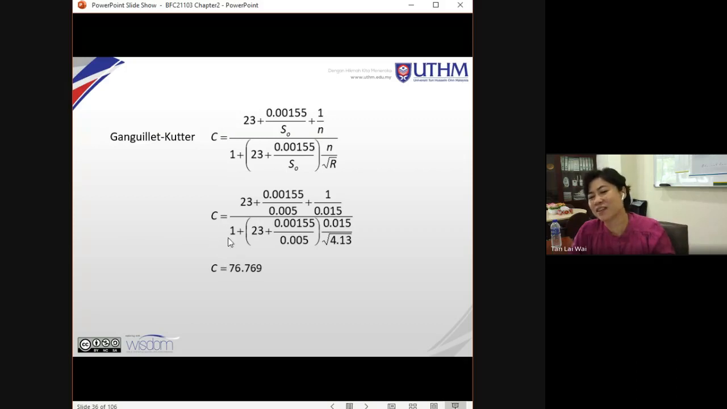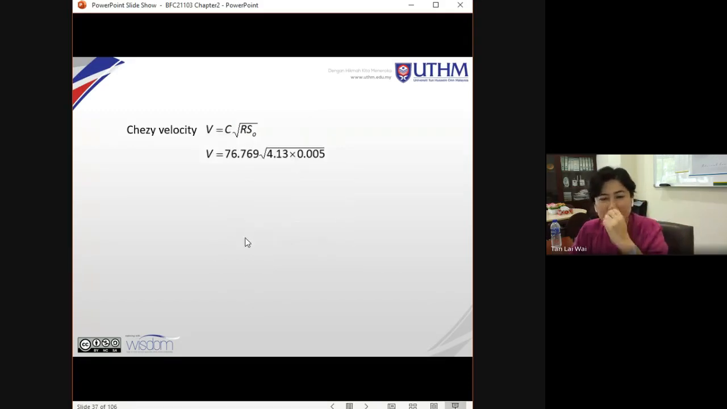Try it out, it should be 76.77. This is actually 5 significant numbers already, so you could give me 76.77. Chezy-Manning value doesn't have a unit, it's dimensionless. So try it out, you are going to get a velocity of 11.03 meters per second.